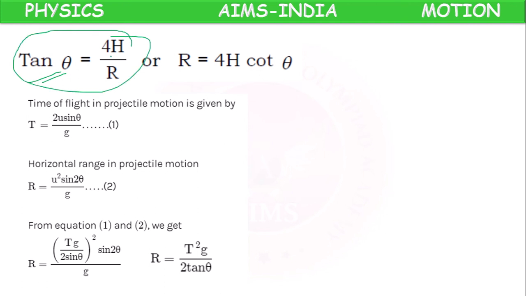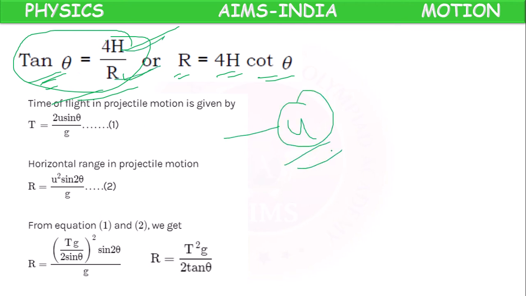So, tan theta equals 4h by r. This is the relation which we have already proved in our concept. The relation between maximum height and range is given by tan theta equals 4h by r, or r equals 4h cot theta. Here the relation between h and r doesn't depend on u. If theta is constant, then the h by r value is always constant. There will be no change in the ratio.